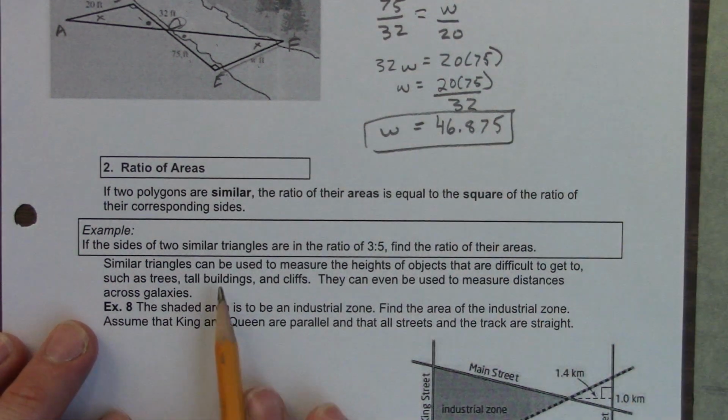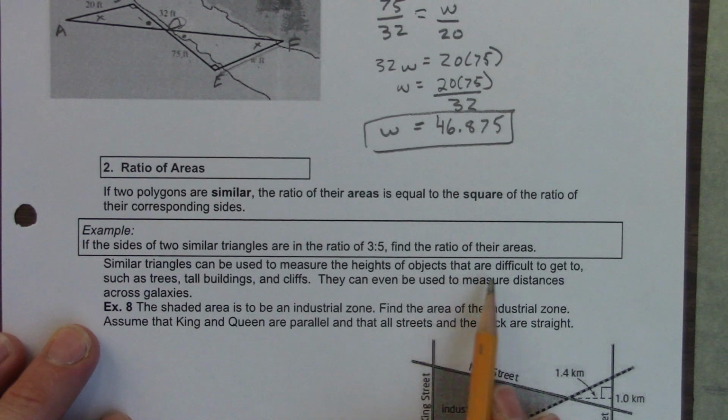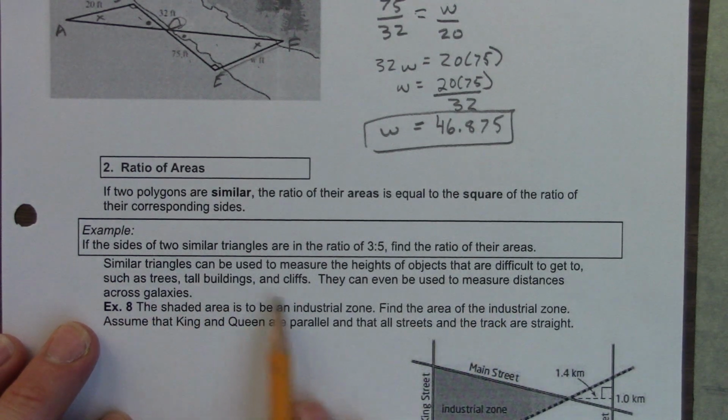Okay, so similar triangles can be used to measure the heights of objects that are difficult to get to, such as trees, tall buildings, and cliffs. They can even be used to measure distances across galaxies.